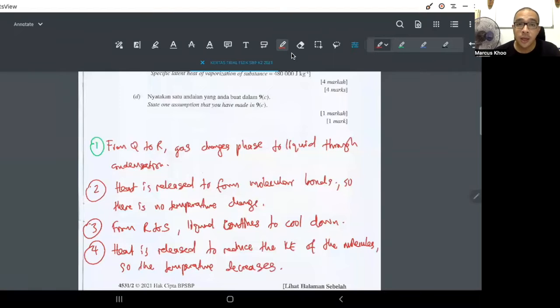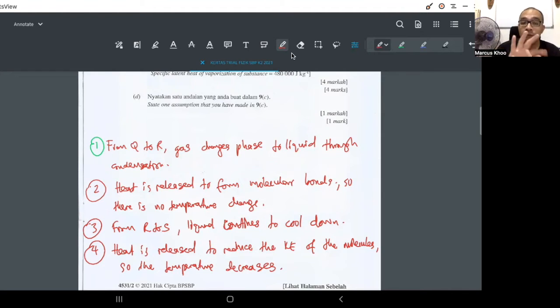So this is a good question because most of the time we always answer absorb heat, absorb heat, absorb heat. Terus kita ingat. But it's good for us to also know the opposite. If we release heat, basically it's just the opposite of absorb heat. So if this is a 4-mark question, always talk about what is the process, what is happening. If it is a change in phase, then you say change in phase through which process? Condensation. If it is cooling down, if it is heating up, that's the third point.